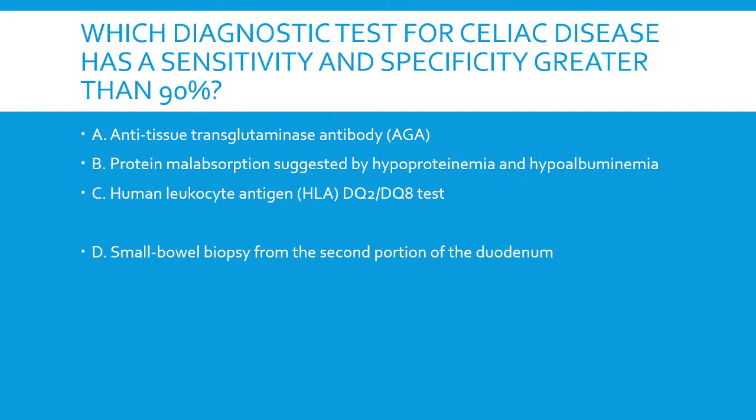Answer is A. Anti-tissue transglutaminase antibody, anti-TTG. Although it has a specificity of more than 90%, it is not the gold standard. Gold standard are only the endoscopy guided small intestinal biopsies. Okay.